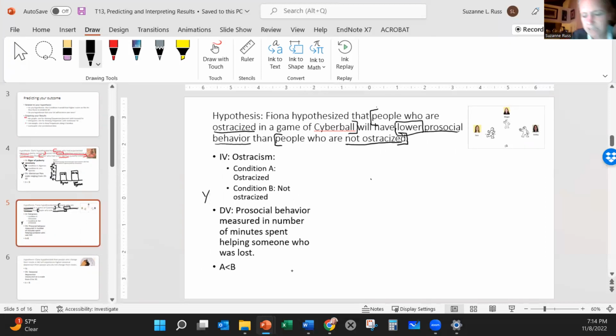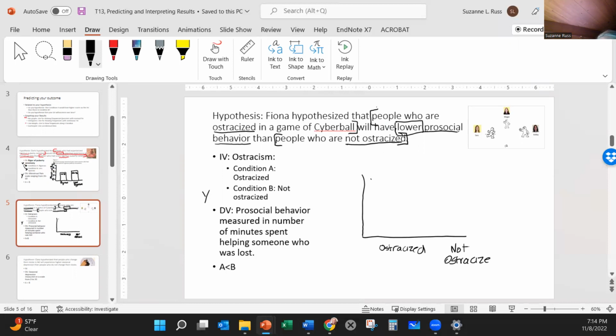So here is our basic y-axis and our x-axis. And I'm going to write our two conditions here, ostracized and not ostracized. Notice I'm not writing everything out. I'm not writing people. I'm not writing any of those other kinds of things, just the two conditions. I'll extend this bar a little bit.